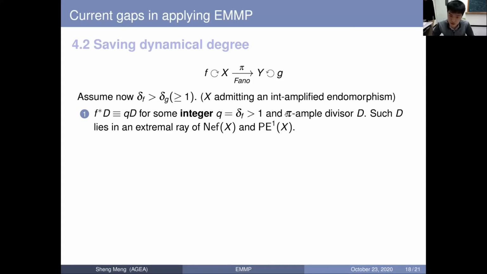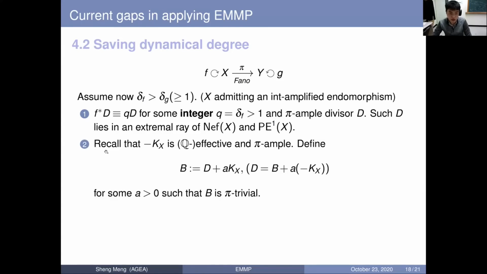And since the eigenvector is not coming from Y, it is either pi-ample or pi-anti-ample. If it is anti-ample, you just replace D by minus D. And as such, by the uniqueness, you can also show that such D lies in an extremal ray of the nef cone, and also the pseudo-effective cone. This is an important proposition. This is our first step: find an eigenvector.